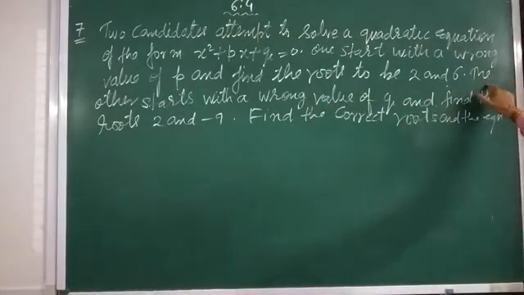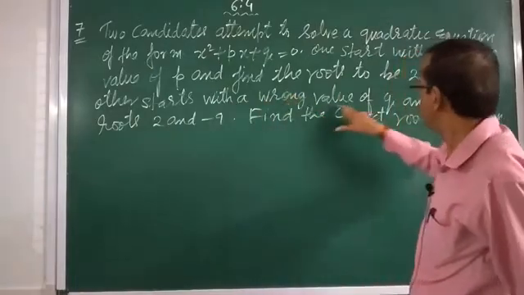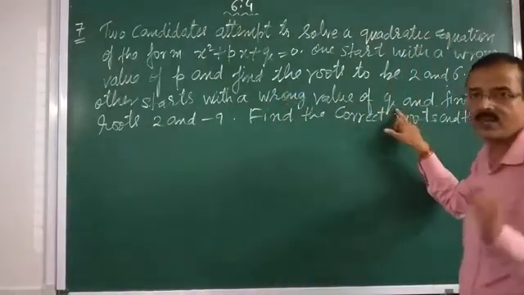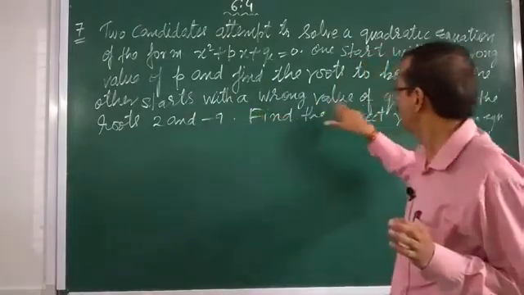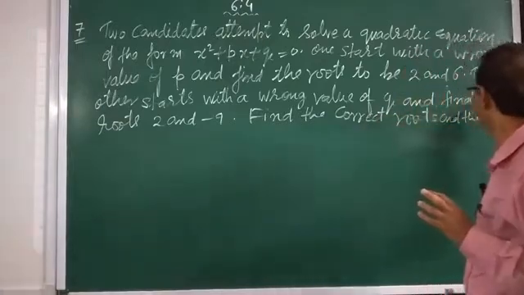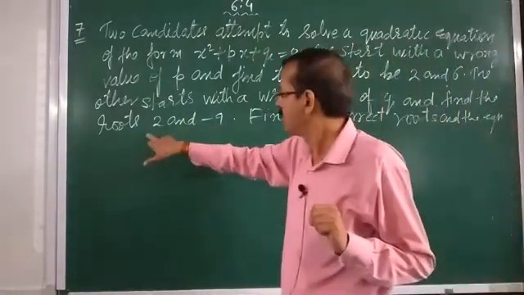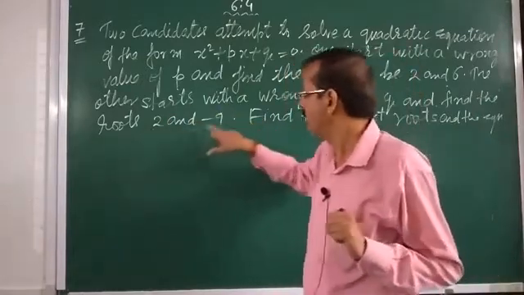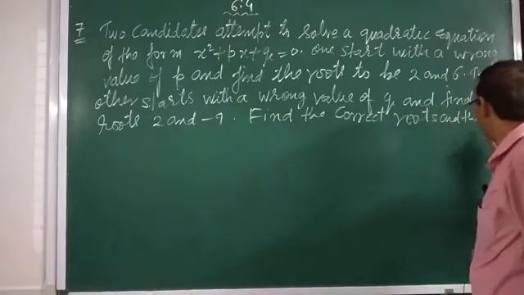And the other starts with a wrong value of q. Q was wrong but p was correct here, and that person finds the roots 2 and minus 9. Find the correct roots and equation.